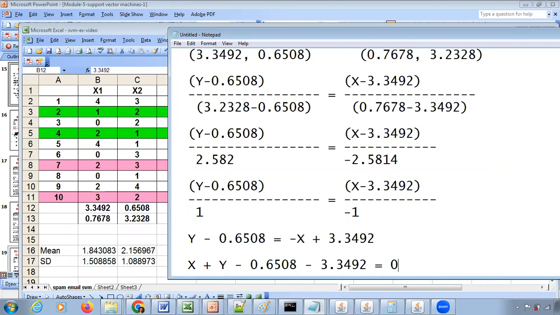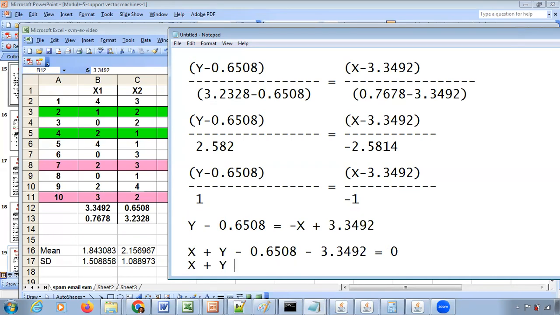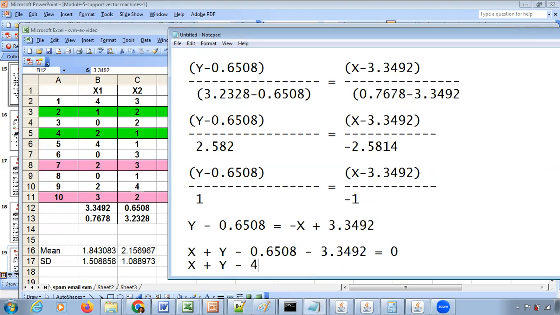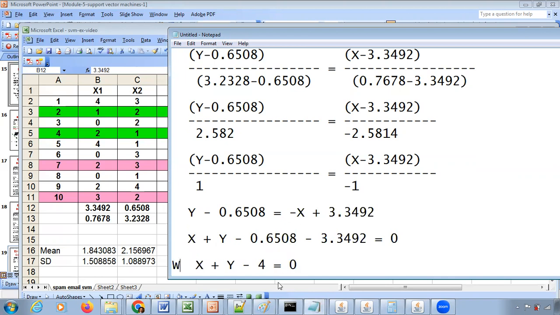And if you add these two, this is actually going to be 4 in this case. 3.3492 plus 0.6508, both are minus, so they add up to 4. Minus 4 equals 0. So this is the equation for the decision boundary, W prime times X equals 0. Again, the X here is the raw data.